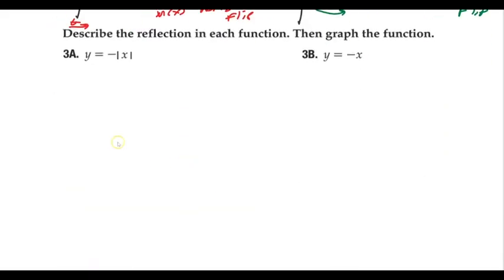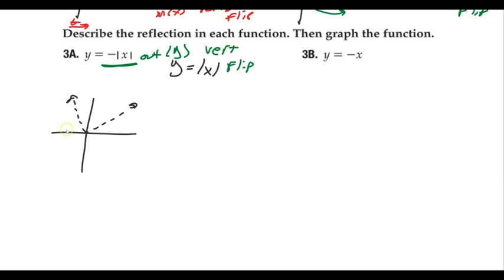Let's do a couple quick examples. Look at the basic function. They call it the parent function. It looks like that. It's an absolute value graph. There's a negative on the outside. That means it's a vertical flip. We're going to flip it up and down.